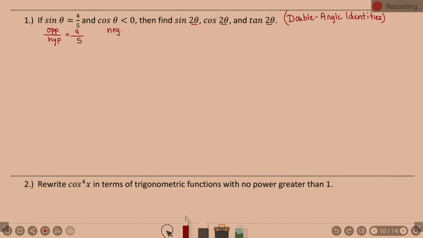Okay. Quadrant 2, because I need a place to draw this triangle where cosine is negative. Well, where is cosine negative? Quadrant 3 and quadrant 4. Wait, no. I lied. Quadrants 2 and 3. But we know sine is positive, so that puts me in quadrant 2, yes?